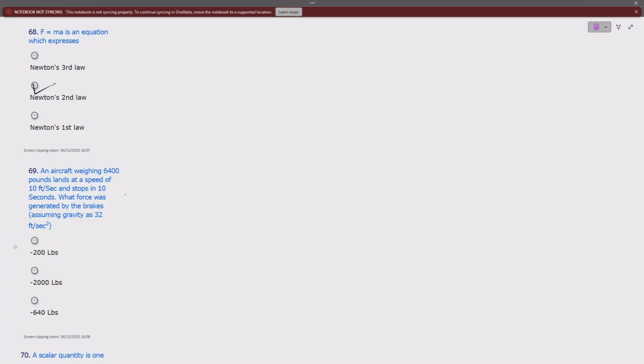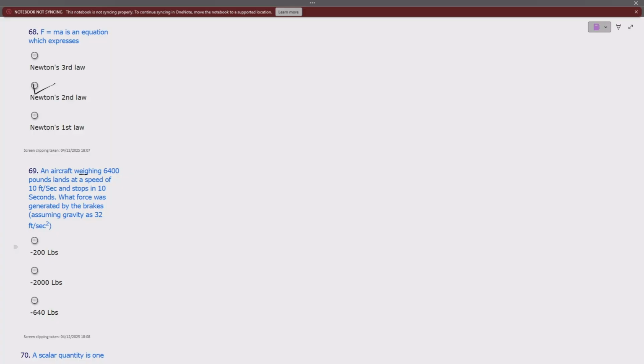So in this question, the aircraft lands with a kinetic energy. It's giving you the initial velocity, and the final velocity is 0 feet per second because it stopped. So the final velocity is 0. The initial velocity is 10. So let's list down the parameters. We have the weight of the aircraft. That is not the mass, it's the weight of the aircraft.